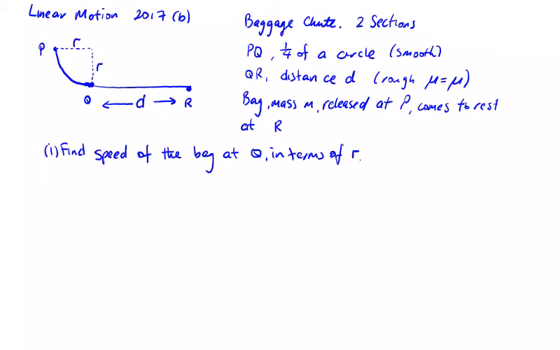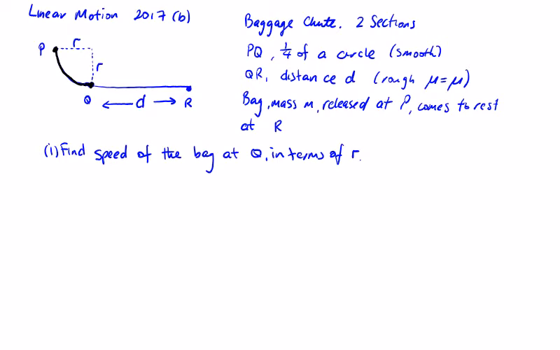2017 linear motion question 1b is a baggage chute with two sections. PQ is the first section we're going to deal with. It's a quarter of a circle with radius r. It's smooth. We're asked to find the speed of the bag at Q in terms of r. QR is not smooth, it's rough, and mu is equal to mu. The bag comes to rest at R.